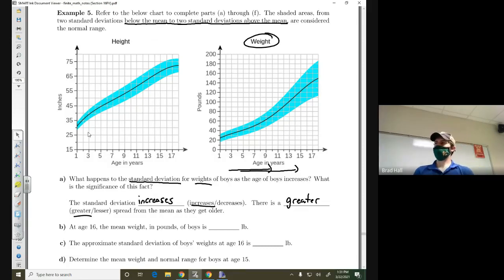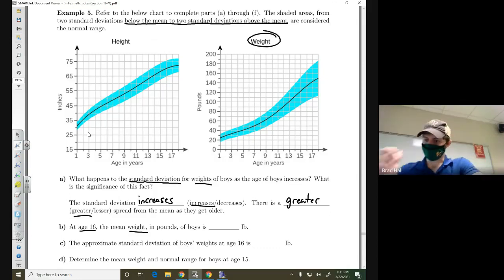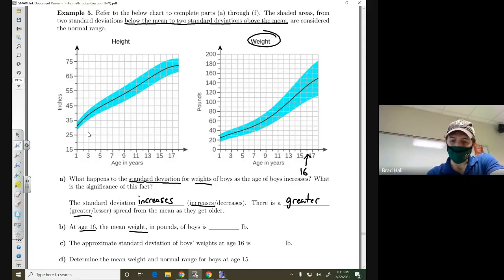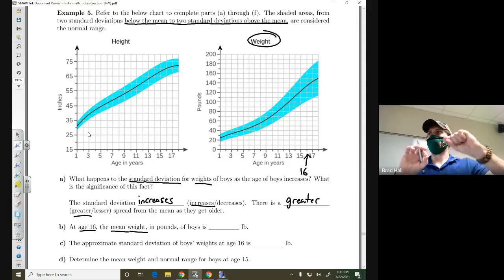Okay, so that's more interpretive, to say the least. So let's move on to part B, which is a little bit more specific. Okay, so we're back onto the weights at age 16. So age 16, you're looking right there on the chart, so pretty much this column of values. The mean weight is blank. So remember the mean weight was that black line.